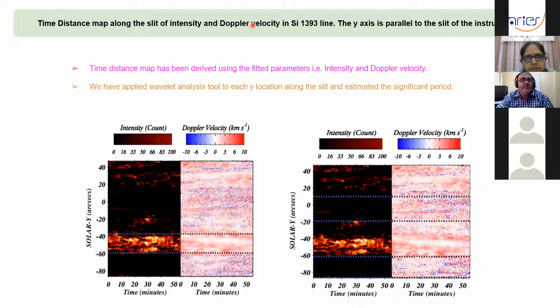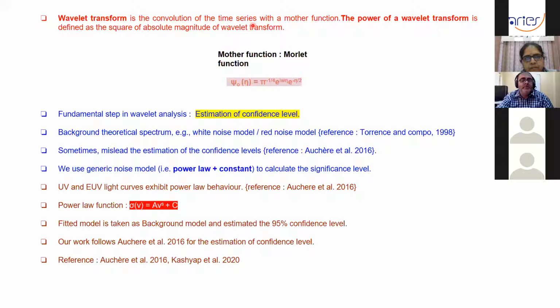The bright patches shown in the intensity images are the network region where the magnetic field is strong, and the dark patches are the internetwork region where the magnetic field is weak. In our work, we have analyzed oscillations of intensity and velocity in both bright and dark regions. The selected bright and dark regions are shown in the figure. For this work, we have used the wavelet analysis tool.